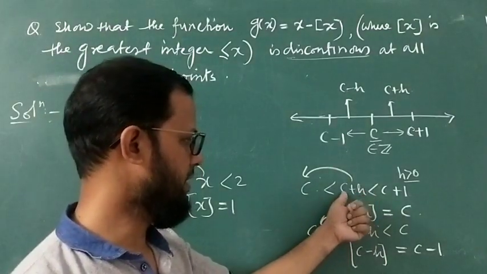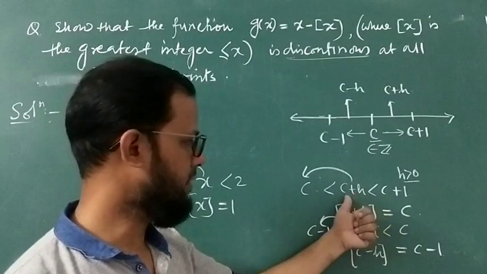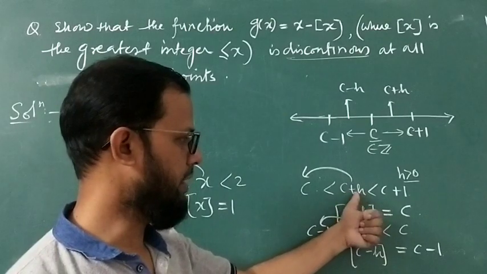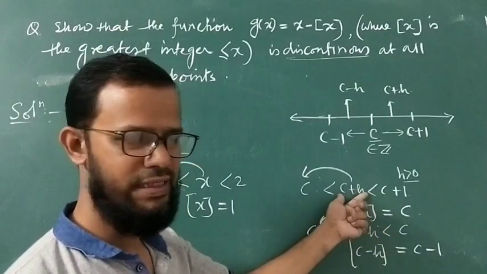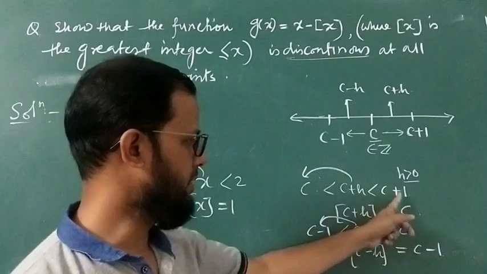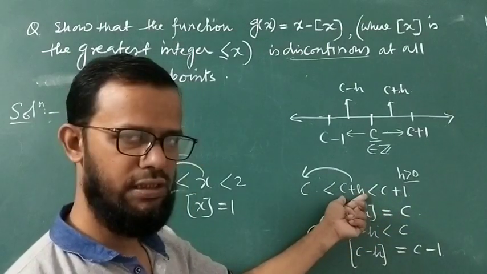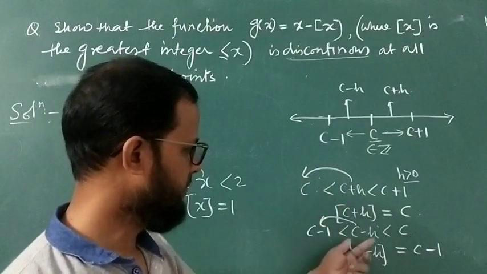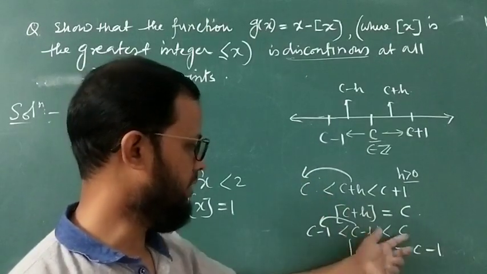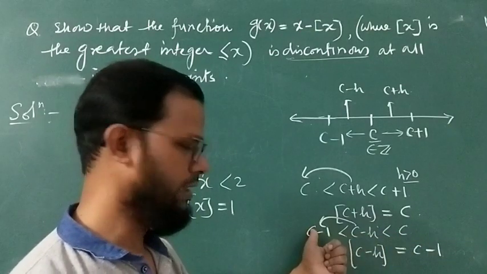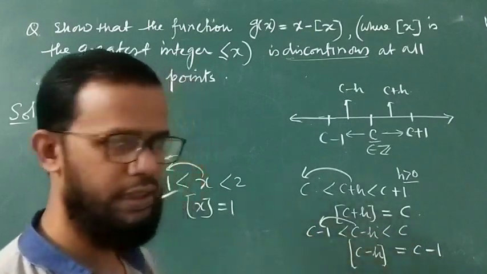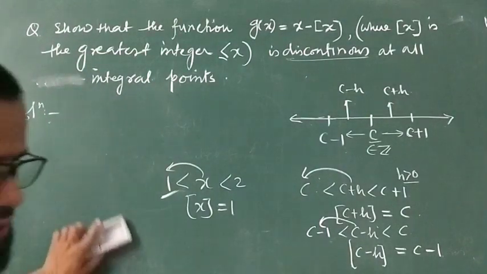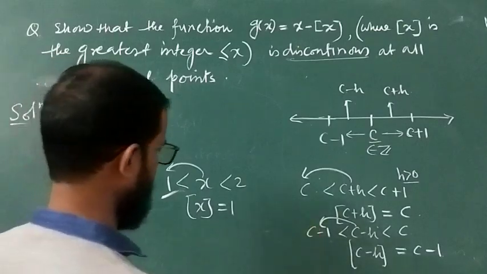If c is an integer, c plus h is not an integer, because a small decimal number is added to it, so c plus h will be a real number which is a non-integer. This non-integer lies between two integers, and therefore its greatest integer is the left end point of the interval. Similarly c minus h lies between c minus 1 and c, and its box will be the left end point of that interval. So this is the idea and concept, and we are going to use it. You can note it down.